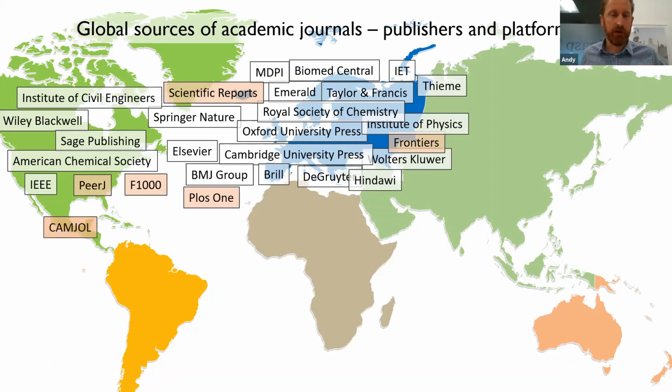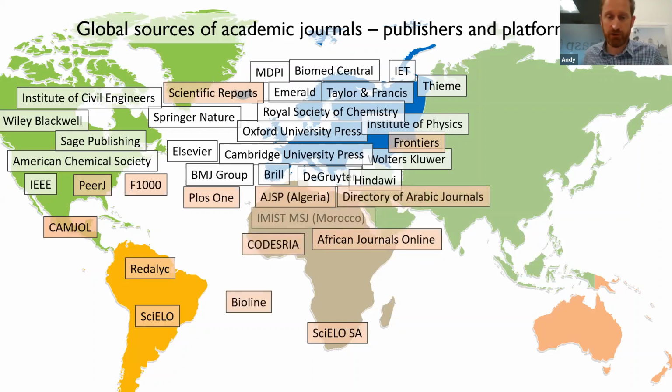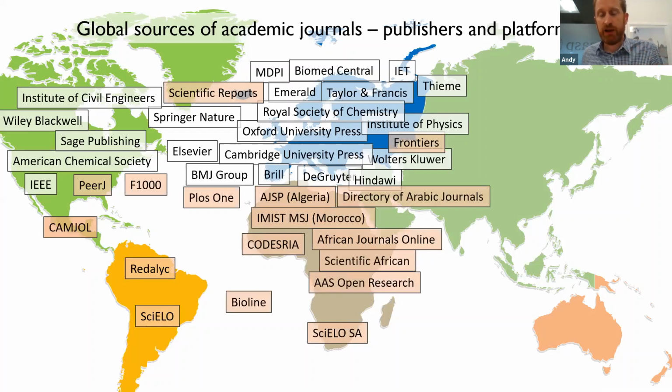And then in the so-called global south, in low and middle income countries, we have lots of other platforms which aren't always publicized as much as those publishers in the global north. We've got African Journals Online. We've got SciELO in Latin America, which is a really great, huge open access platform with thousands of open access journals, mostly in Spanish. There's also a version called SciELO South Africa. We've got CODESRIA publishing journals. We've got all these other different platforms.